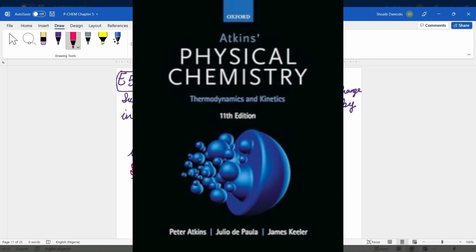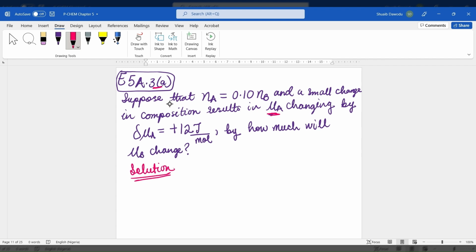Today we're going to be working on the question on the screen from chapter 5 of the Atkins Physical Chemistry 11th edition. This is from exercise 3A. The question says, suppose that n sub A is equal to 0.10 n sub B and a small change in composition results in mu sub A changing by Δμ_A equals plus 12 joule per mole. By how much will mu sub B change?